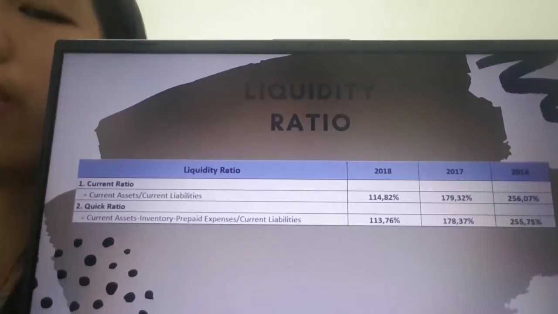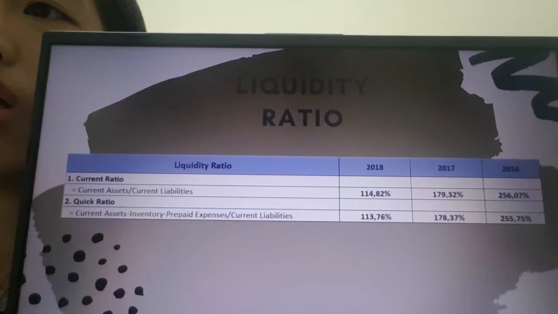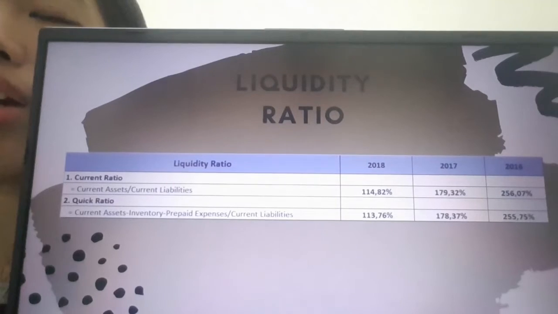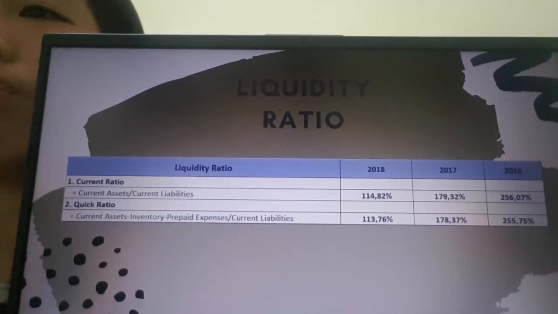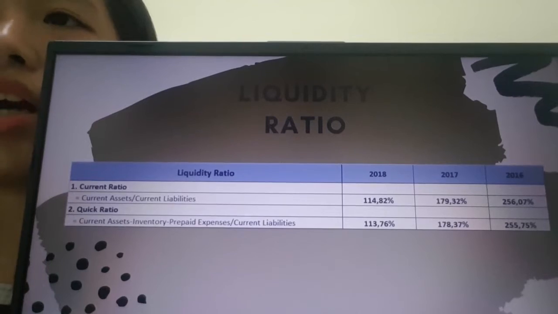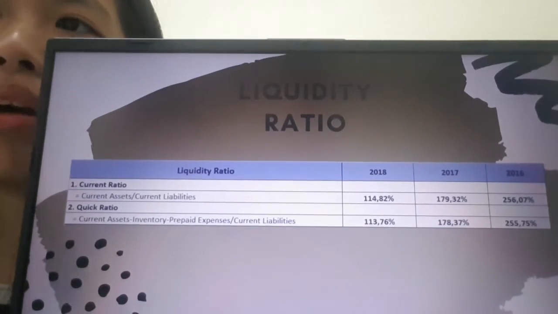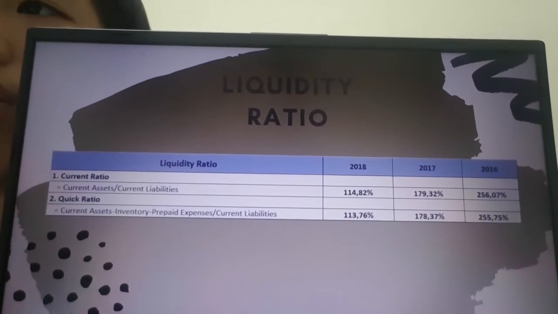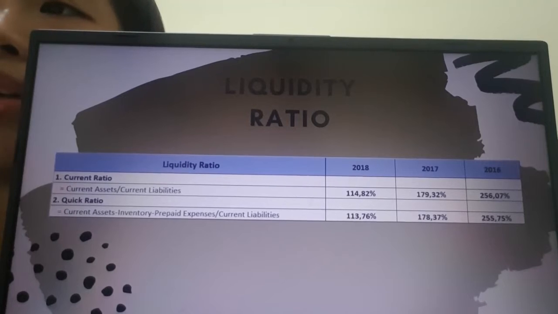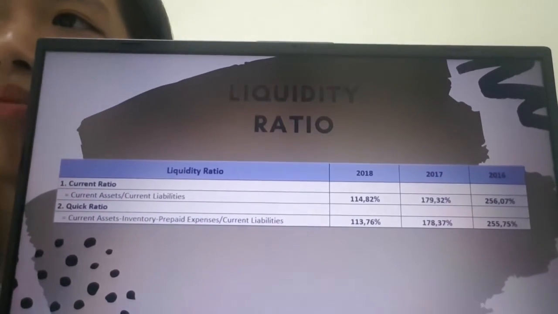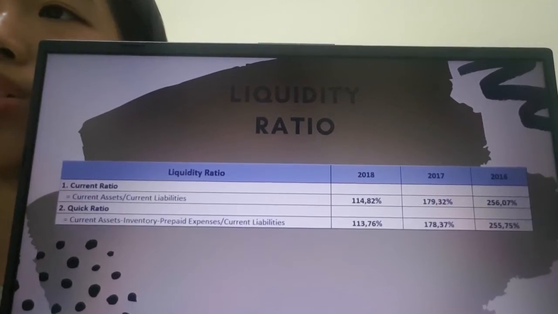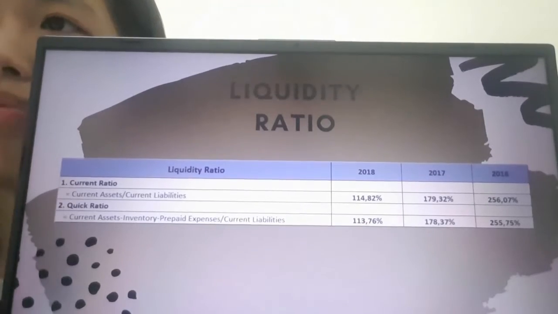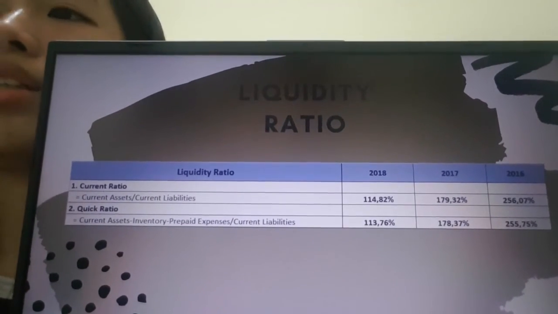And for the quick ratio, we find it by dividing the quick assets by current liabilities. We can get the quick assets by subtracting current inventory and prepaid expenses from current assets. And from dividing it, we get the result of 255% for 2016, 178% for 2017, and 113% for 2018. So it is decreasing from 2016 to 2018.